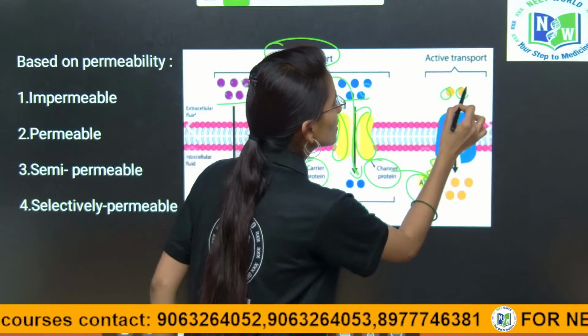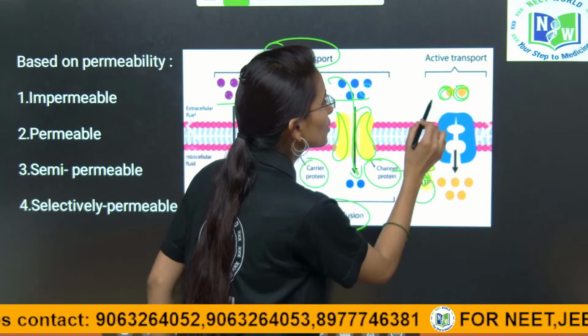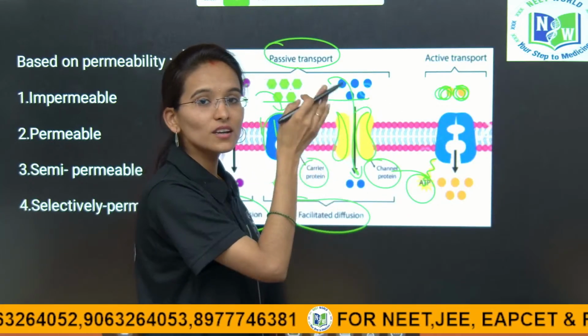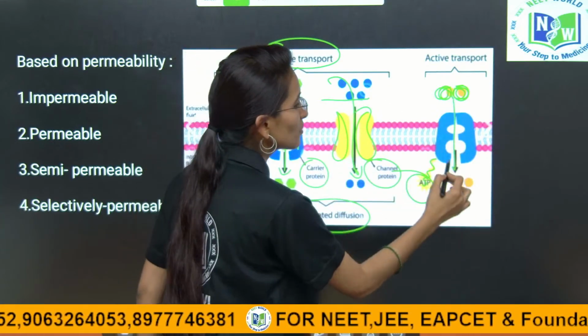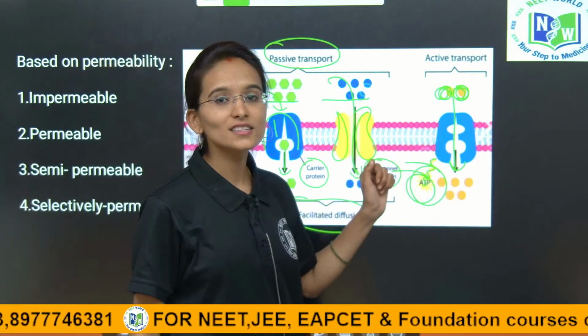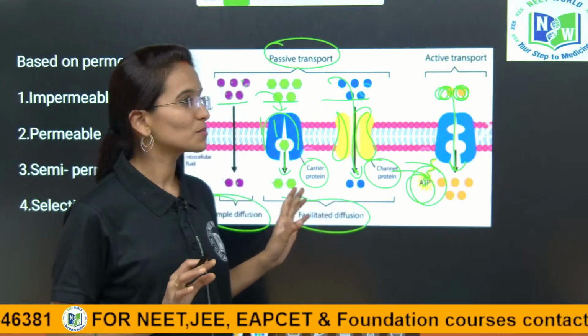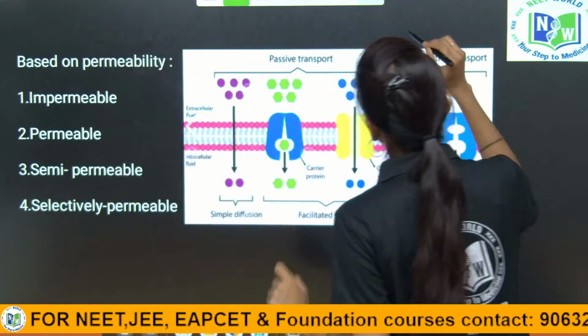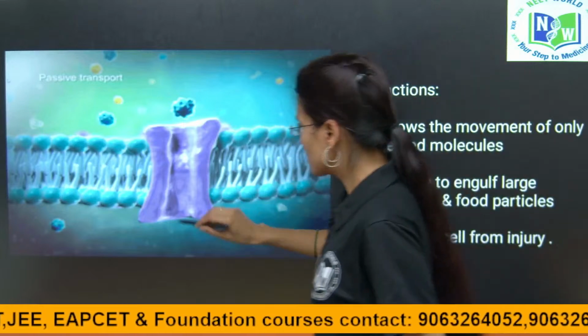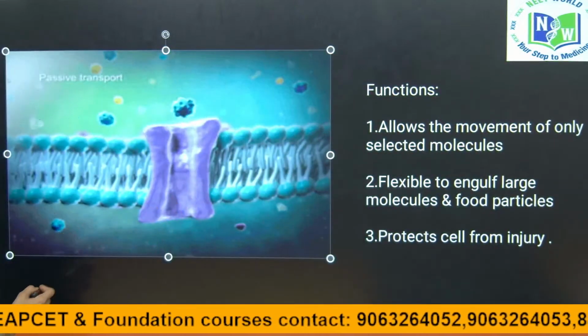Clear? Are you getting my point? Here the molecules or ions are less, so you need to transport them from less to more. At this time you need to use energy. In this particular case, we require energy to transport. This is all about the plasma membrane transport mechanism. And by seeing this you will get a clear idea, children.